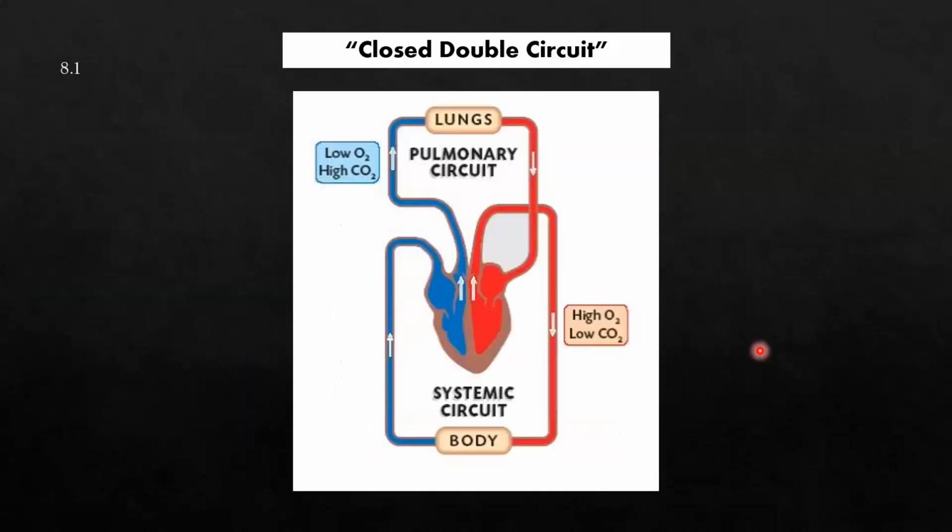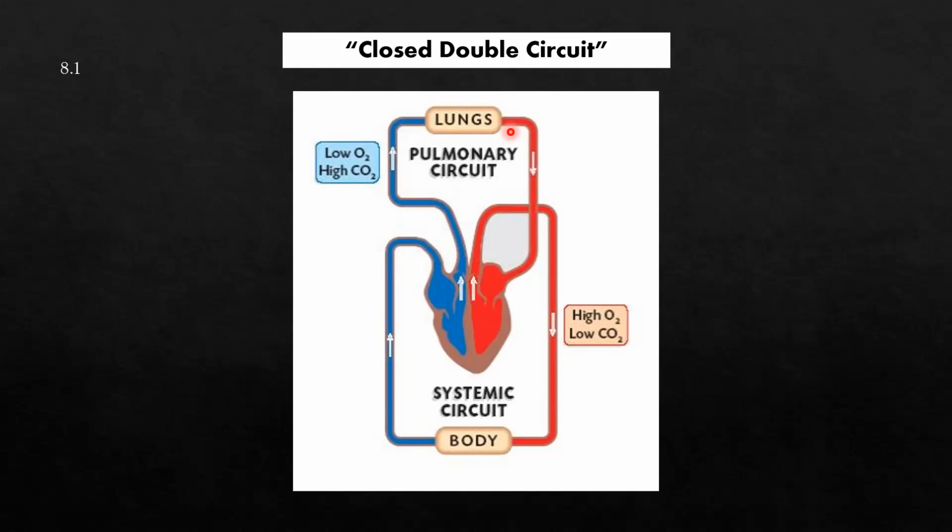So the first thing you need to understand from this topic is that you need to be able to appreciate that we have the circulation in our body called a closed double circuit. These are three words. Circuit means it's complete, there is no gap in it. But what do the words closed and double mean? Closed, again, means it's totally closed.